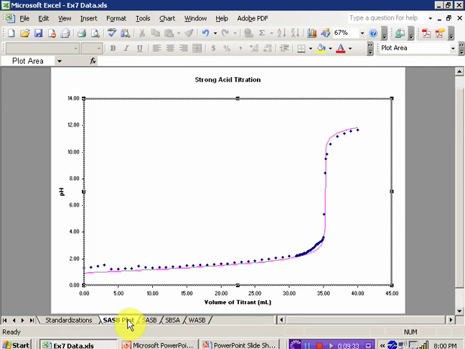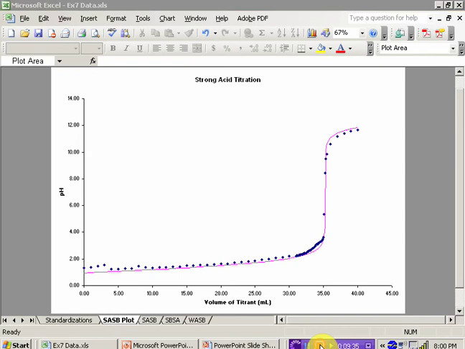And that concludes the video on how to calculate a simulated titration curve for the titration of a strong acid with a strong base.